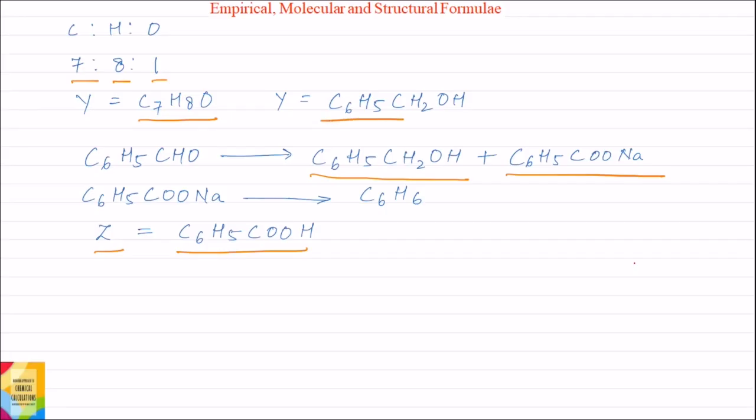Therefore, Y is C6H5CH2OH and Z is C6H5COOH. So C6H5CHO forms C6H5CH2OH and sodium salt of benzoic acid, and this sodium salt of benzoic acid on distillation with soda lime gives benzene. Therefore Z is benzoic acid and Y is C6H5CH2OH.